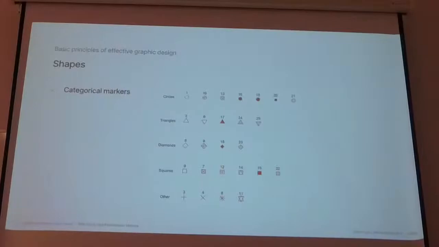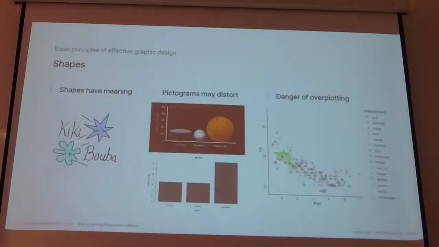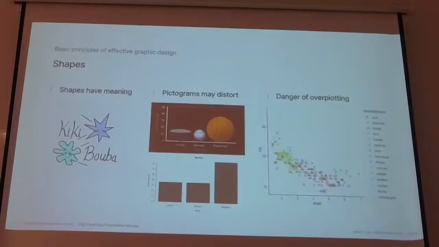Same goes for shapes. We should use shapes as categorical markers, but they can and should not be used randomly, because shapes in themselves have meaning. And I put this example here of Kiki and Bouba, which are meaningless words, but most people have an association with certain shapes that we should keep in mind when we visualize cultural data, that however we shape things might also have cultural implications.